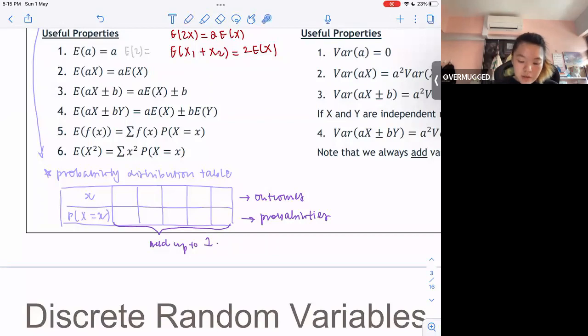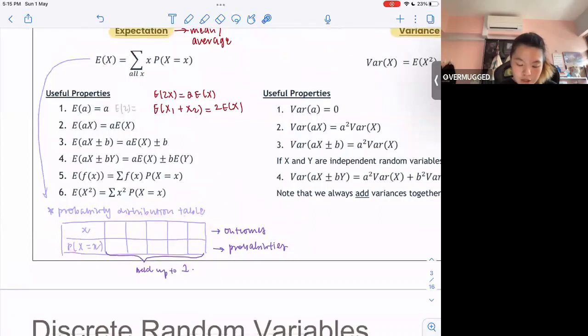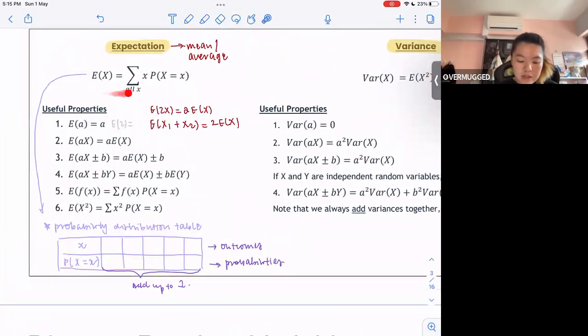So you list all your different outcomes, and then based on the question, find the different probabilities. And from here, you're able to find the expectation, right? That is what this equation is saying. It is the summation of the outcome times the probability. So in order to find the expectation, you take this times this, and then this times this, and you add all of them together. And we're going to do an example later to illustrate this, okay?